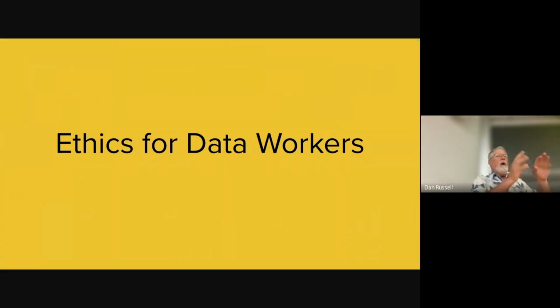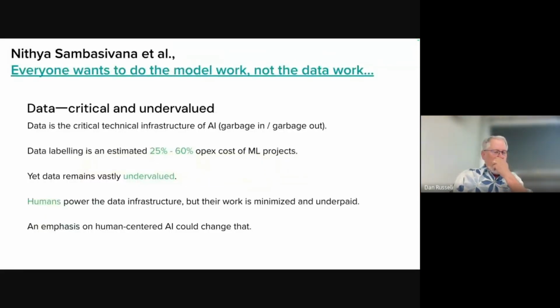Now, where does data come from? Data comes from people. And data workers are the people who are actually on the ground typing, entering data, whatever it is. And our colleague at Google, Nithya, gave this really interesting paper pointing out that everybody in AI wants to do the model work. Building a model is the sexy stuff. Everybody wants to do that. They want to build a model which will infer something great.